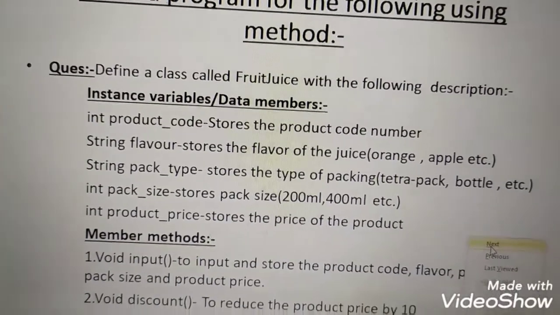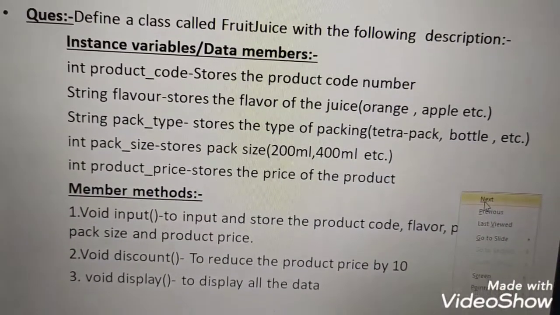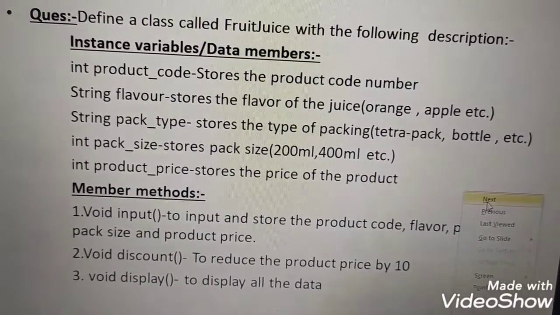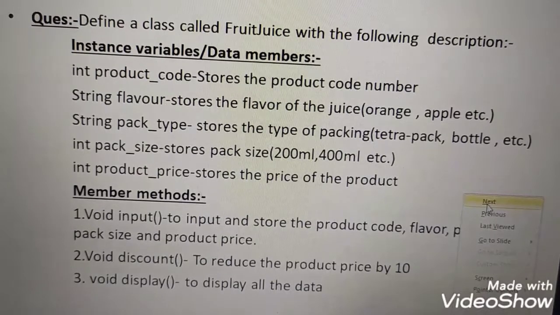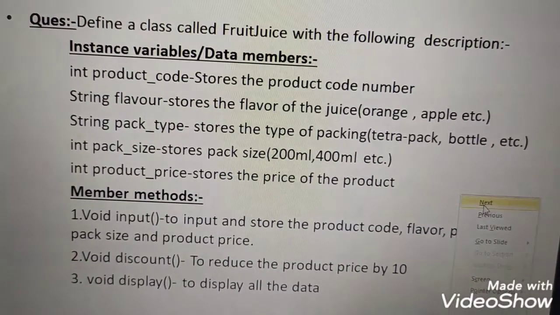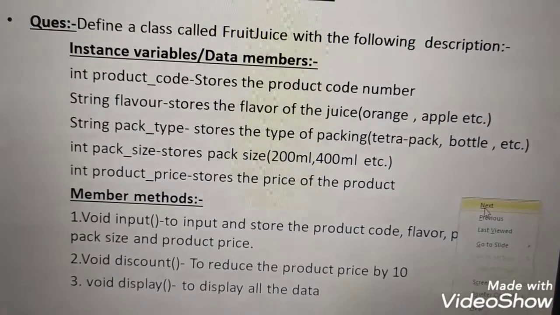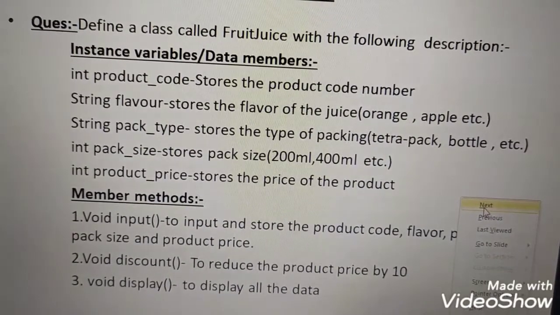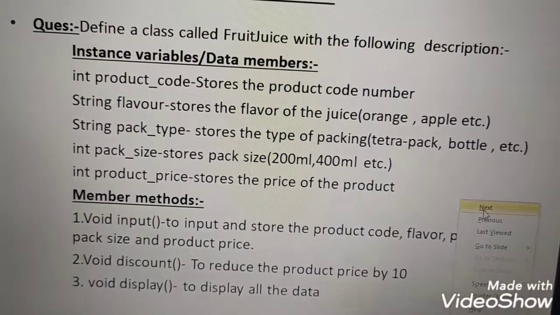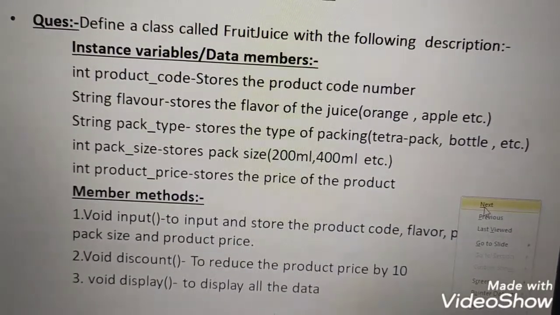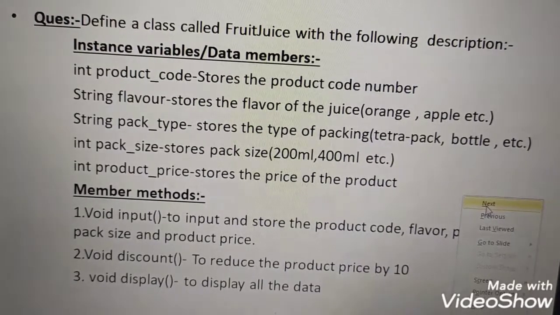Now what we have to do there, we have 3 methods. That is the input method, through which we have to input all the data. The discount method, which will calculate the discount or reduce the price by 10. The discount is given as 10 rupees, so the price has to be reduced by 10. And the display method, which shows all the details: product code, flavor, pack type, size and product price.